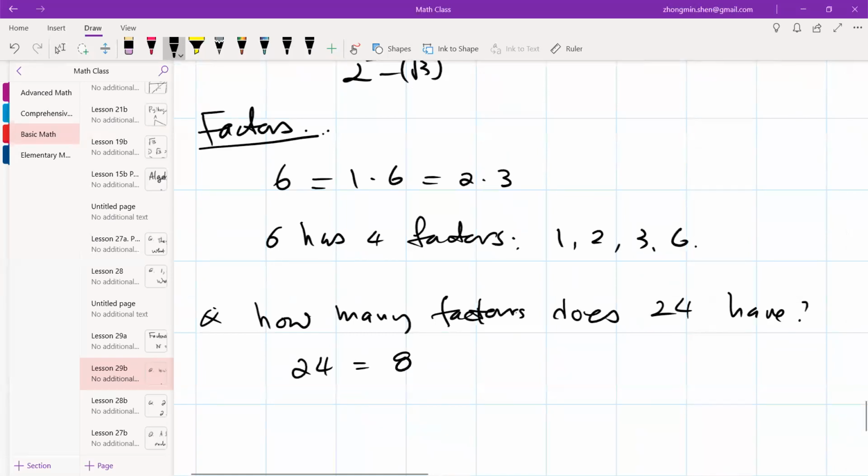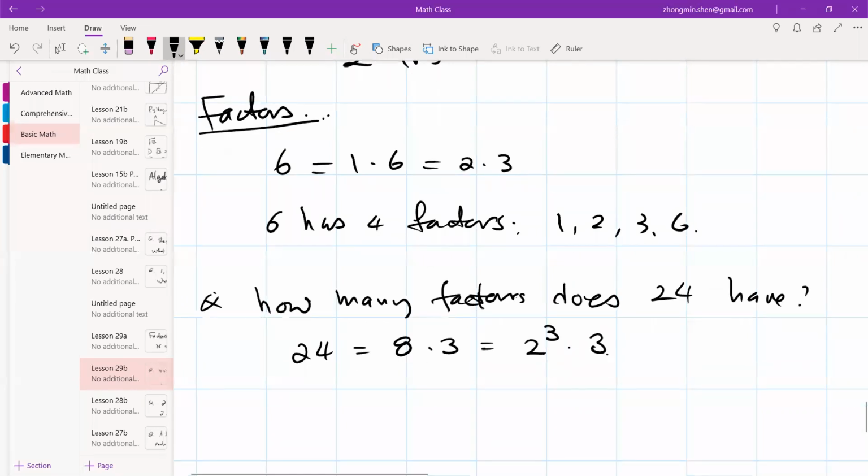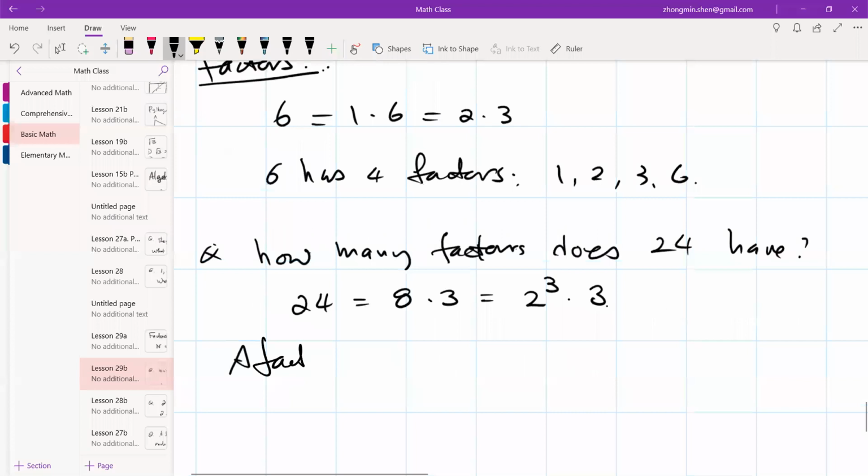So let's take a look at 24. 24 is going to be 8 times 3. 8 is going to be 2 cubed times 3, right? It's a prime factorization. Then a factor of 24 must be in the form 2 to a certain power P and 3 to a certain power Q, okay? But that P cannot be larger than 3. That Q cannot be larger than 1, okay?